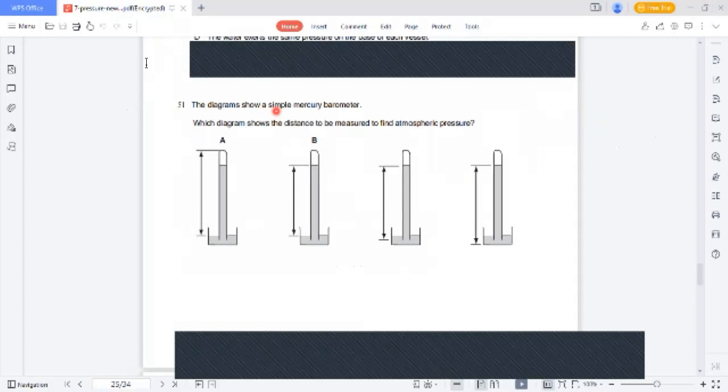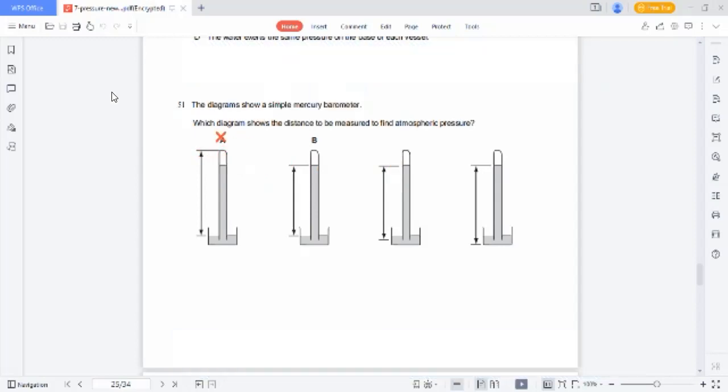The diagram shows a simple mercury barometer. Which diagram shows the distance to be measured to find atmospheric pressure? So distance is, okay. Liquid is here. So actually the height of the liquid is measured with pressure. So this height is wrong because it actually covers this vacuum region as well. So we are going to cross this option.